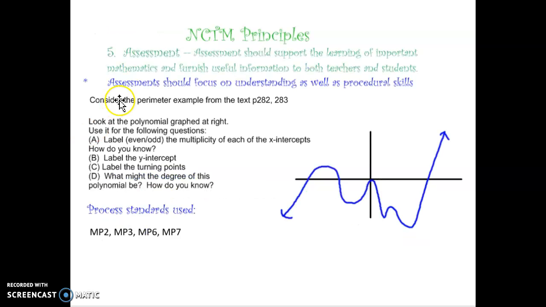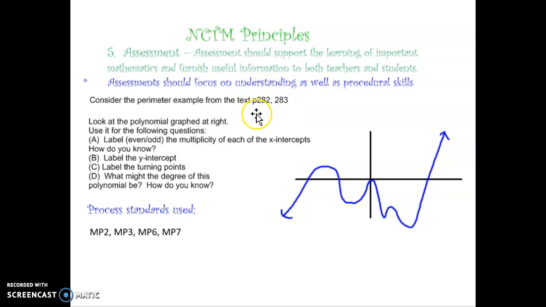Okay, so one thing it said in NCTM is that assessment should focus on understanding as well as procedural skills. So they're saying not only should you be doing procedural fluency, but you should have conceptual understanding as well. Exactly the same things that I'm asking for in class, exactly the same things that EdTPA is going to ask for. Everybody agrees that these are the things that math students ought to be able to do.